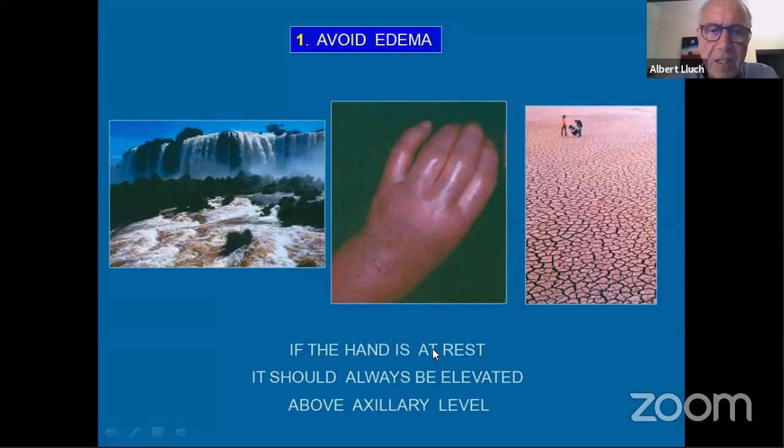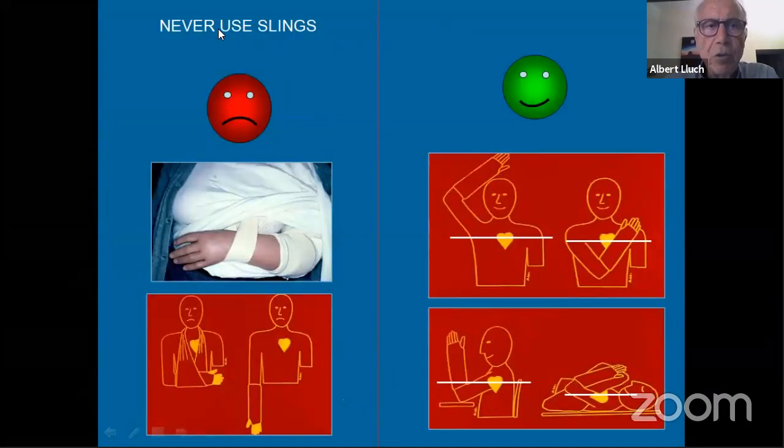If the hand is at rest, it should always be elevated above the axillary level to prevent edema of the hand. So you should never use slings, because a sling will put the hand below the heart level, and the liquids, the blood, has to go to the axilla and then to the heart. This is as bad as having the hand down like this. So never use slings. Always keep the hand above the heart level, over the head, sitting on a table, resting the elbow on the table, and when you're in bed, on top of a pillow.